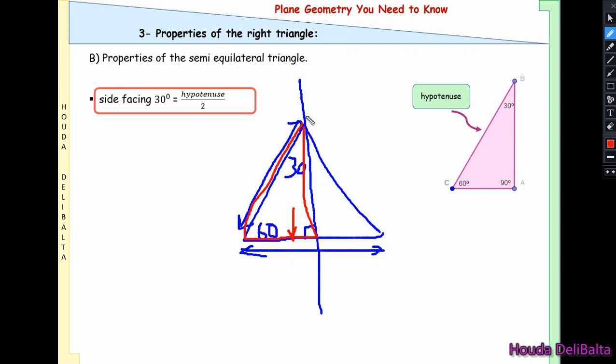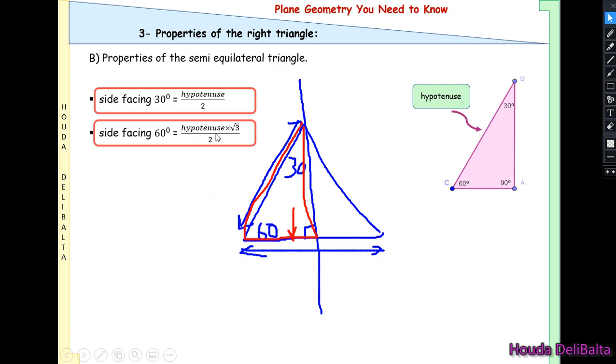Now the side facing 60 is that one. Applying the Pythagorean rule, when I have that this side is half of the hypotenuse and this is the hypotenuse, we can deduce that the side facing 60 is equal to the hypotenuse times radical 3 over 2. So you can apply it later and make sure that the side facing 60 is equal to the hypotenuse times radical 3 over 2.